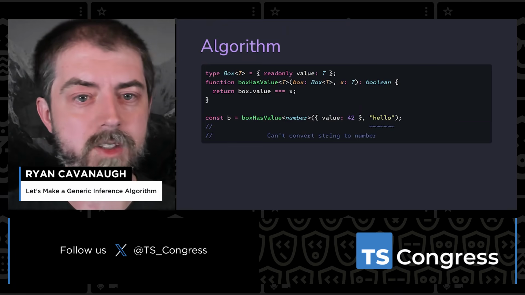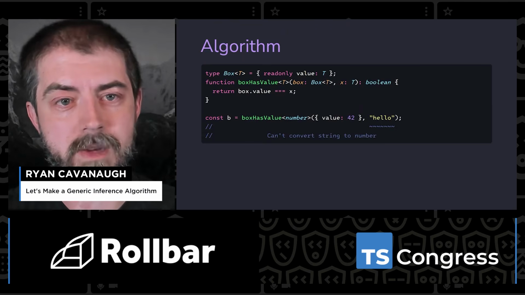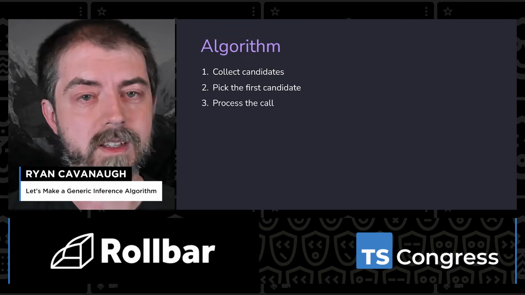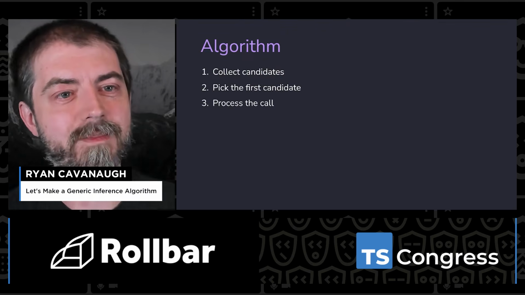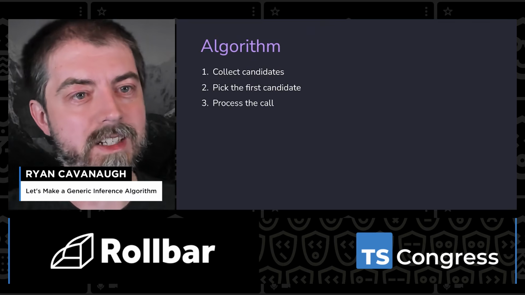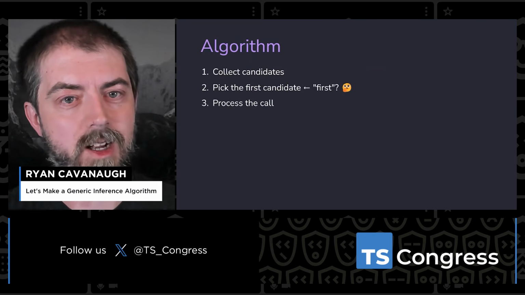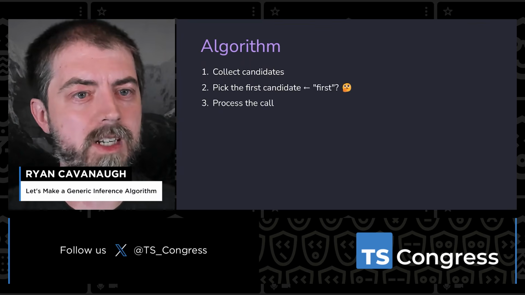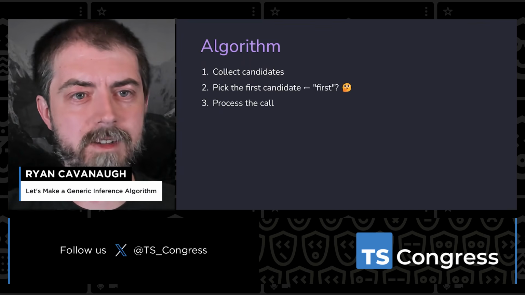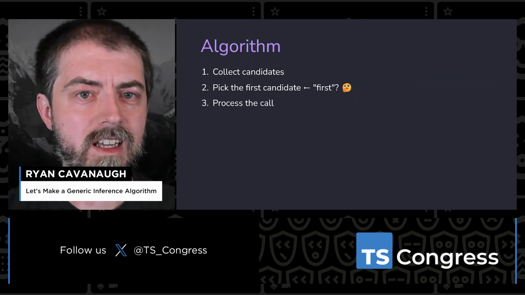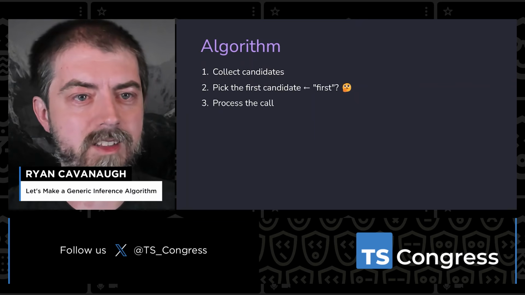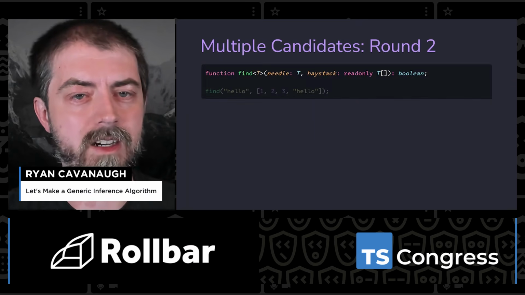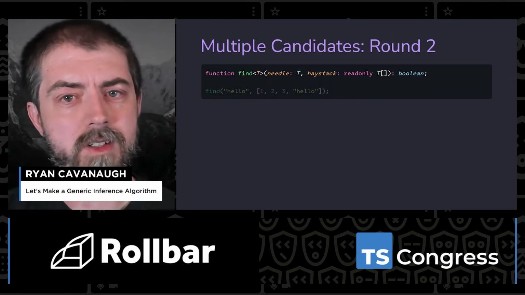It's not always about the correct answer, it's about the best answer. The best correct answer, I guess. So our algorithm here is we're collecting the candidates, picking the first one, and processing the call. But first is pretty weird. Why did I say first and not last? Why not the middle one? Why not the second to last? First is pretty arbitrary here, right? So let's look at another example of multiple candidates.